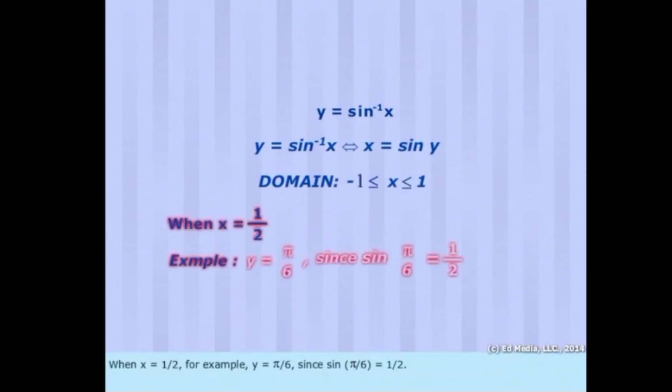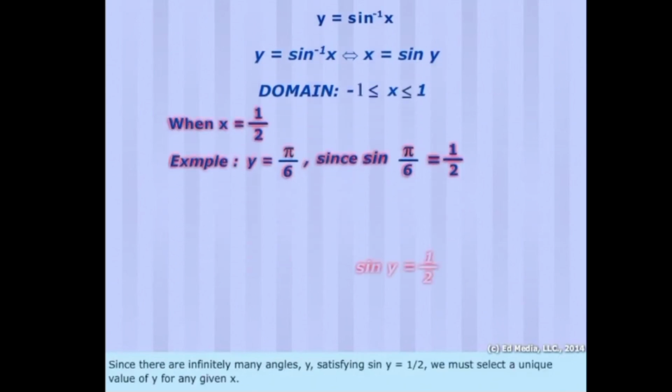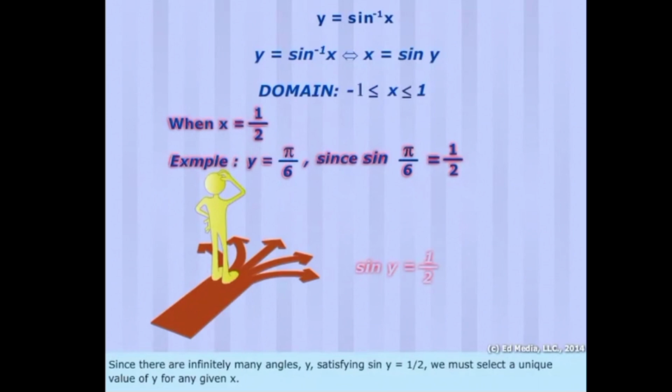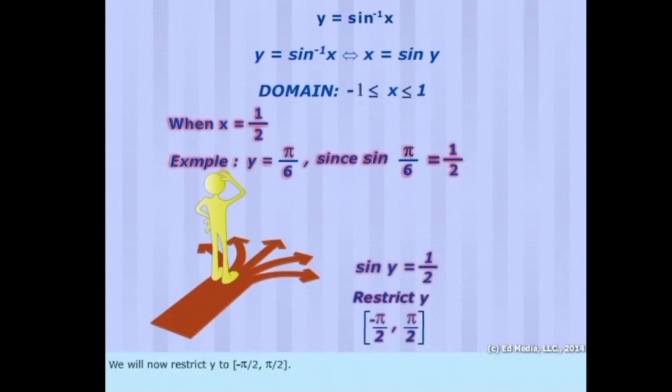When x equals a half, for example, y equals pi over 6, since sine of pi over 6 equals a half. Since there are infinitely many angles, y, satisfying sine y equals a half, we must select a unique value for y for any given x. We will now restrict y to negative pi over 2 to pi over 2.